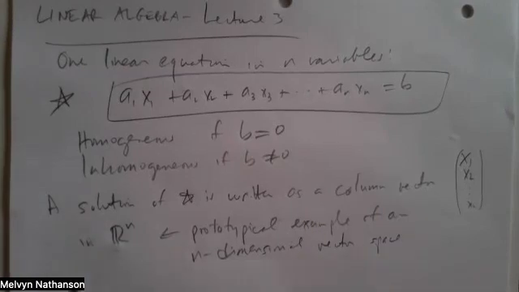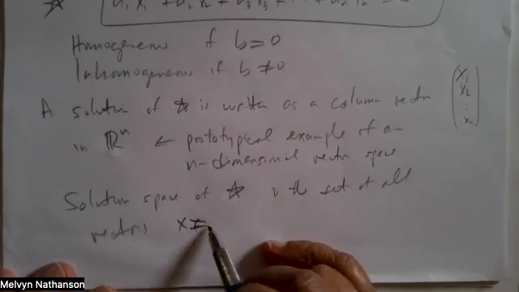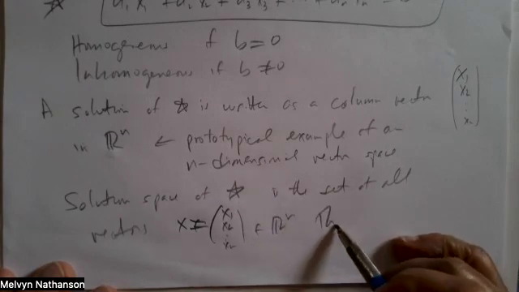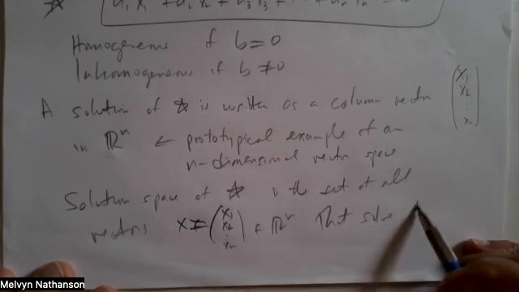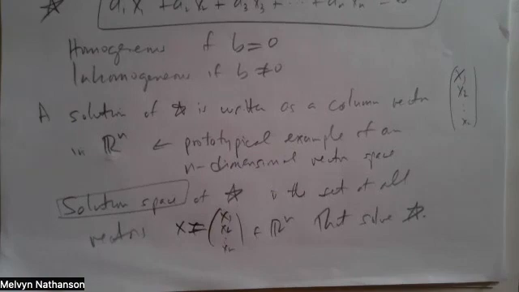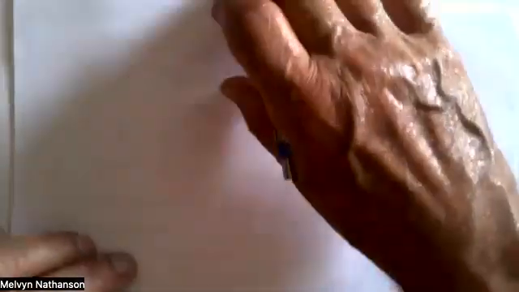So the solution space of equation star is the set of all vectors x equal x1, x2 down to x sub n in Rn that solve the equation. That's the solution space. And again, this is all a quick review. Let's consider first the homogeneous case.